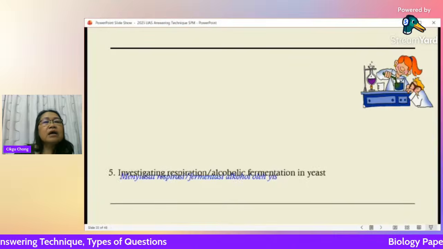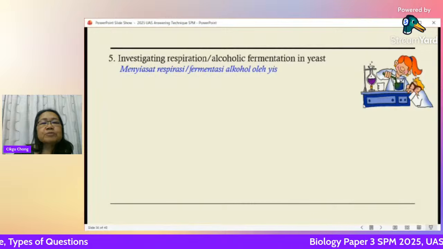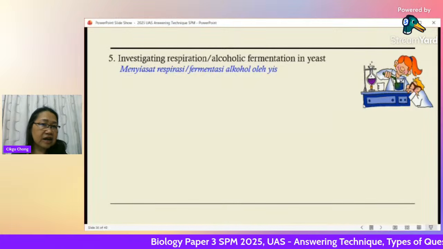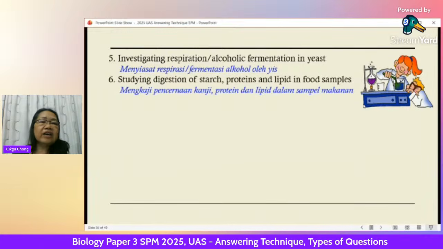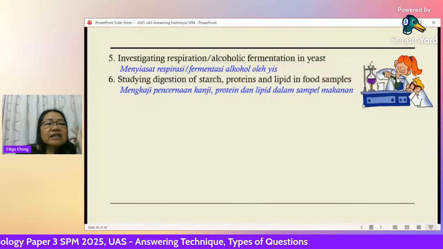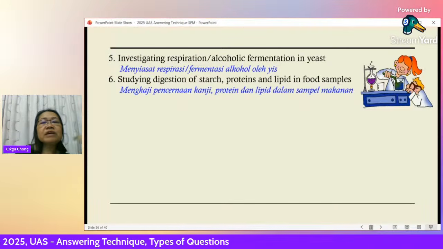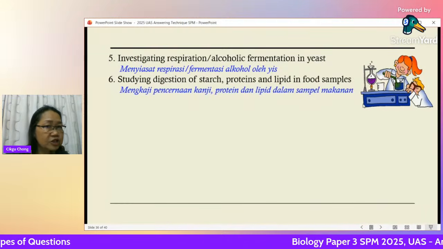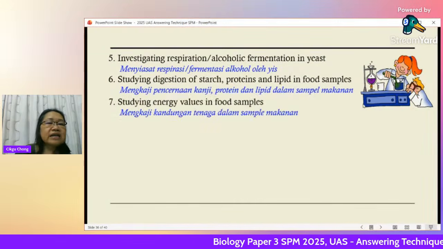Next, investigating respiration or alcoholic fermentation in yeast. Now this one came out before actually. I'll tell you which one came out before. Studying the digestion of starch, protein, and lipid in food samples. This one uses Benedict solution, using the starch and so on. And studying energy value.